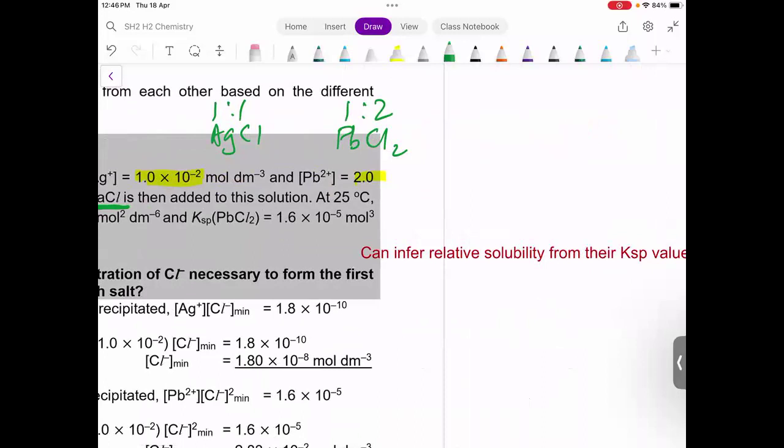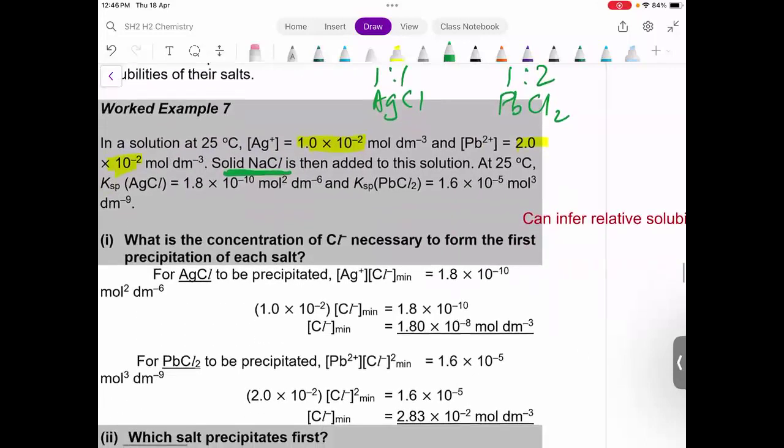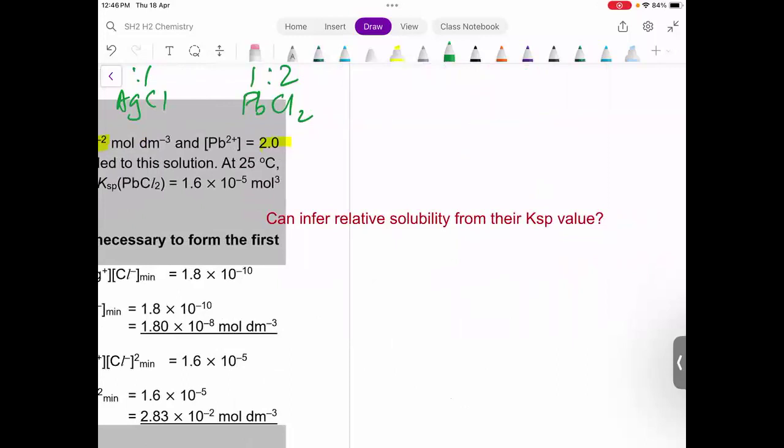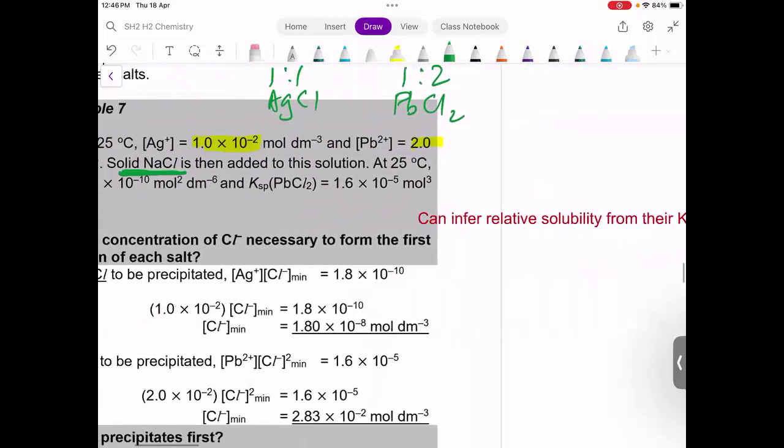Which means that I need to calculate their solubility instead, in order to deduce the relative solubility strength, solubility in water. Okay, so if you look at the next part over here, can so far? Sorry, I'm a bit fast. Okay, so let's look at this.